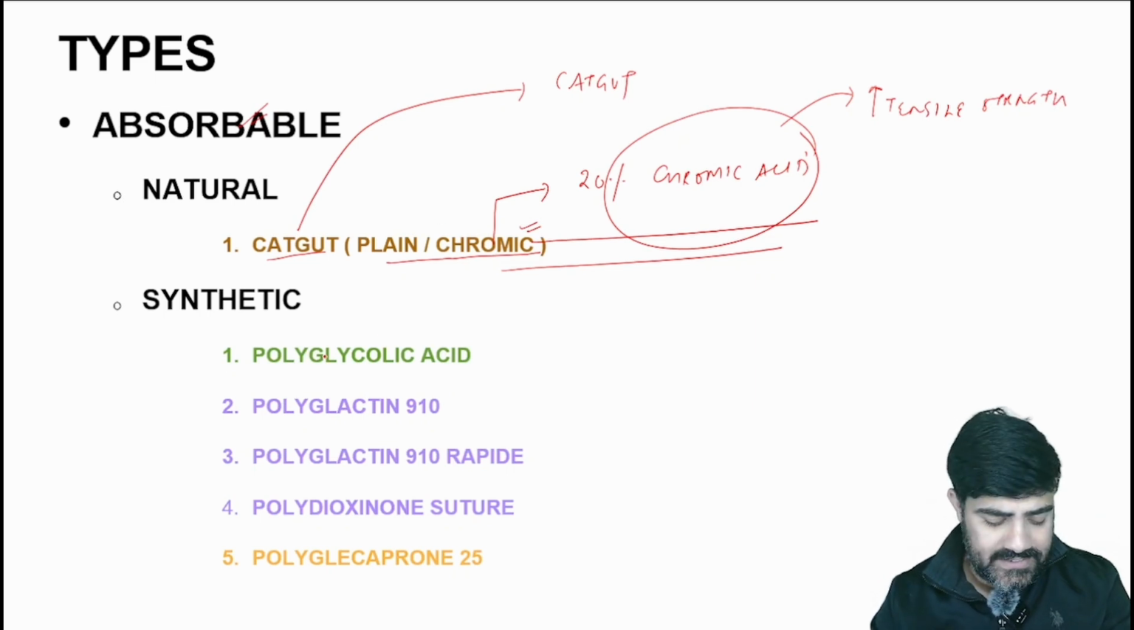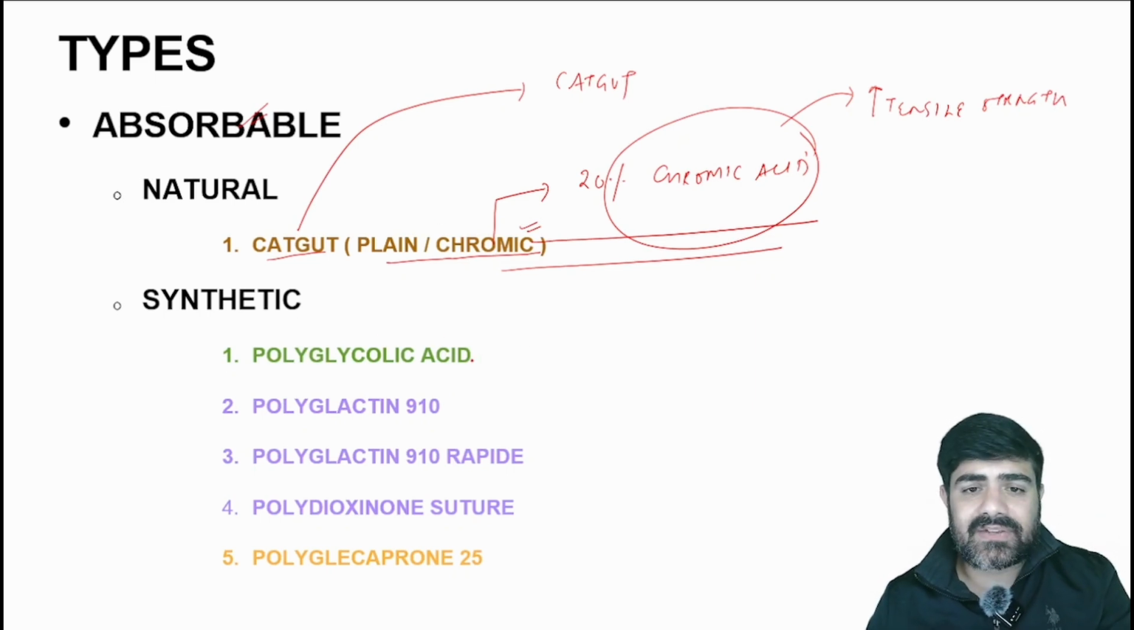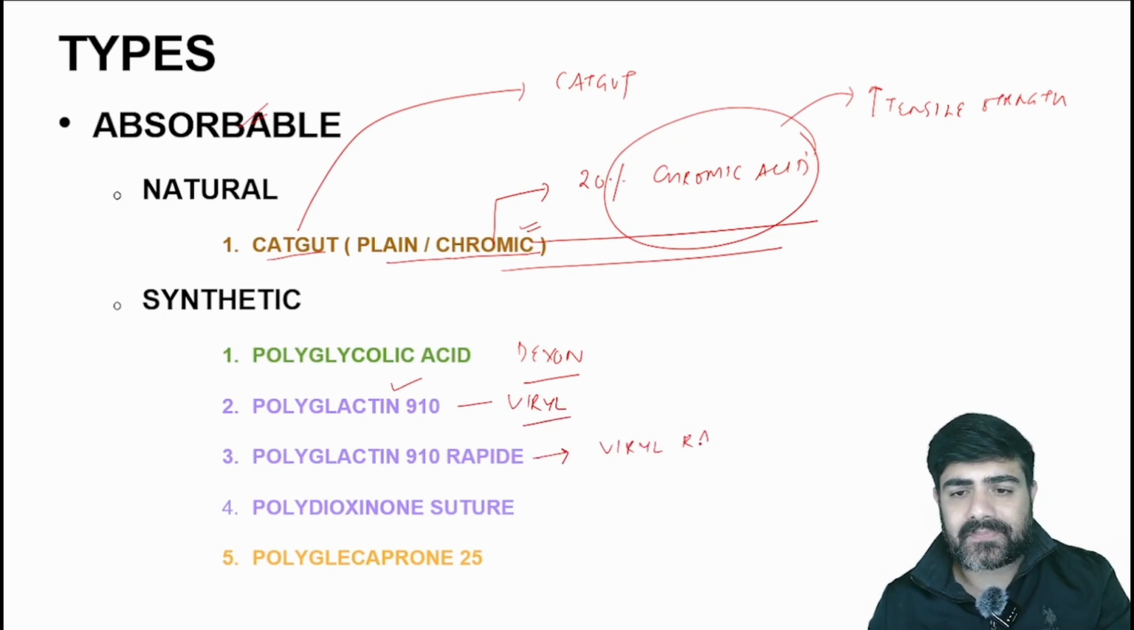Then we have polyglycolic acid, which comes in the market as Dexon. Okay, then we have polyglactin 910, this is Vicryl, and Vicryl Rapid. Okay, and this is polydioxanone, commonly used PDS, PDS II. Then polyglecaprone 25, commonly used Monocryl, which was shown in the description slide.